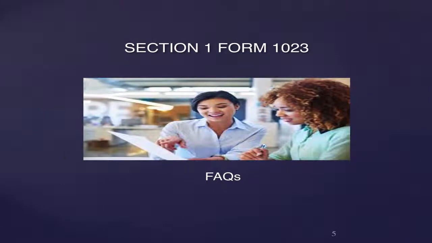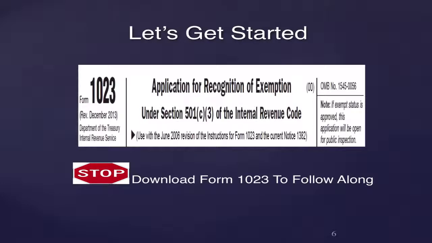Section 1 of the webinar, Form 1023, Frequently Asked Questions. The application for recognition of exemption under Section 501(c)(3) of the Internal Revenue Code is Form 1023. Let's pause here and download Form 1023 so you can follow along. Form 1023 can be found in your webinar course documents.